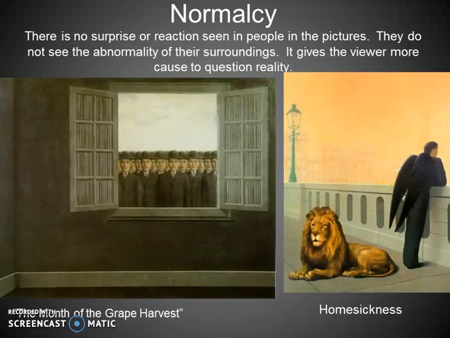Normalcy, essentially something odd is going on, but there's little to no emotion. You start to question what is reality. This one by, I think this is Magritte. This one always reminds me of the network commercials that Verizon used to have, where this big group of people followed everyone around.